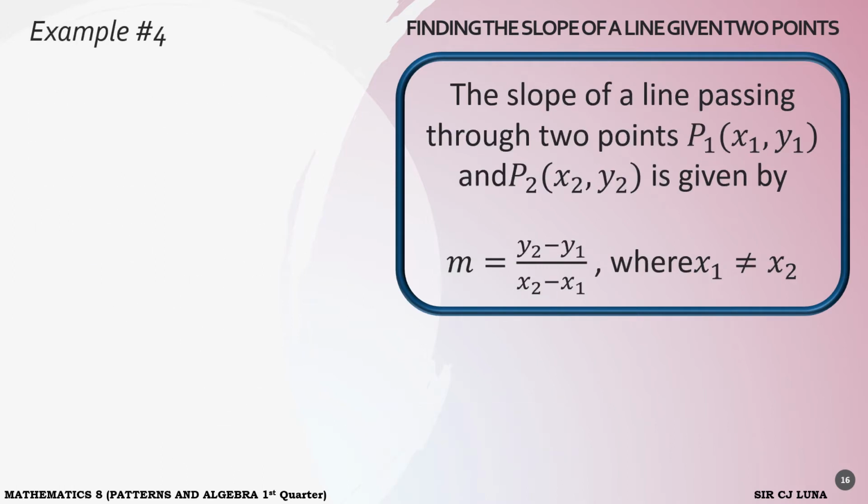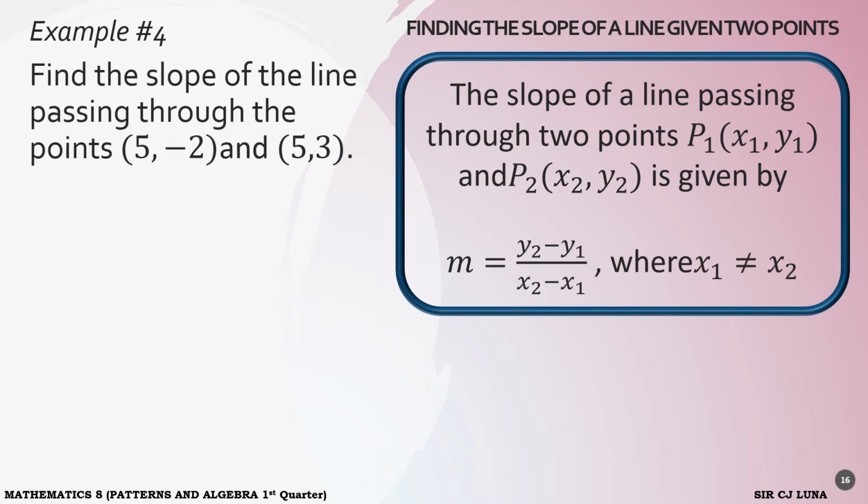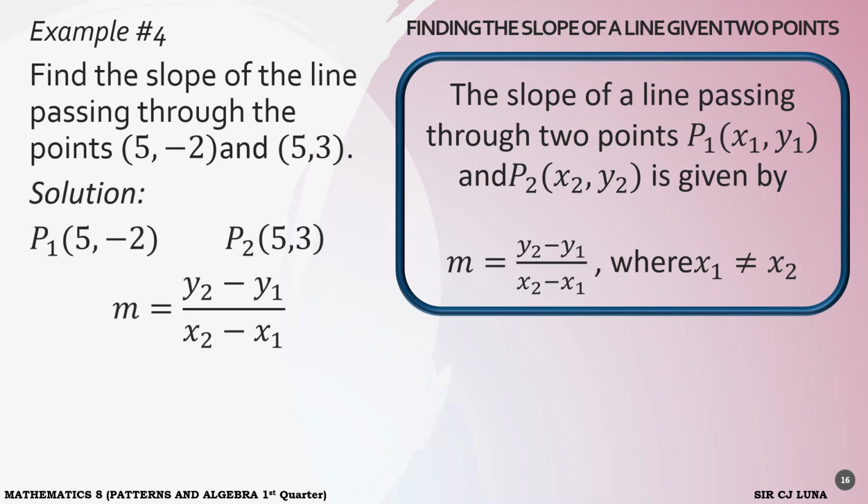Fourth example. Find the slope of the line passing through the points 5, negative 2, and 5, 3. So your y sub 2 is 3. Y sub 1 is negative 2. So we have here 3 minus negative 2. Okay, next, x sub 2 is 5. Minus x sub 1, 5.